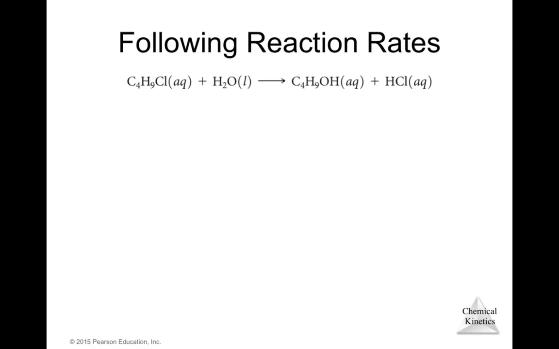We have this type of reaction, C4H9Cl plus water, producing C4H9OH plus HCl. Remember that at the left side of this arrow, they are the reactants. At the right side, we have the products. So these two reactants combine and produce these two products.